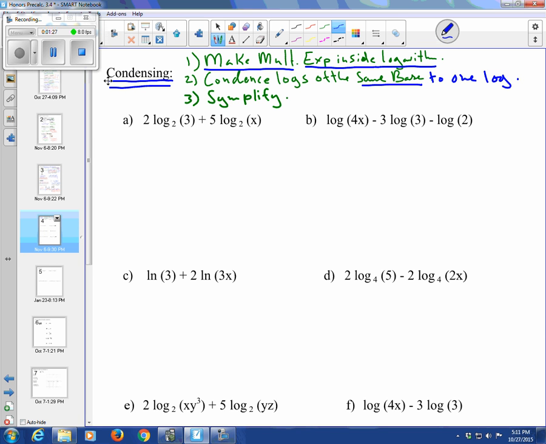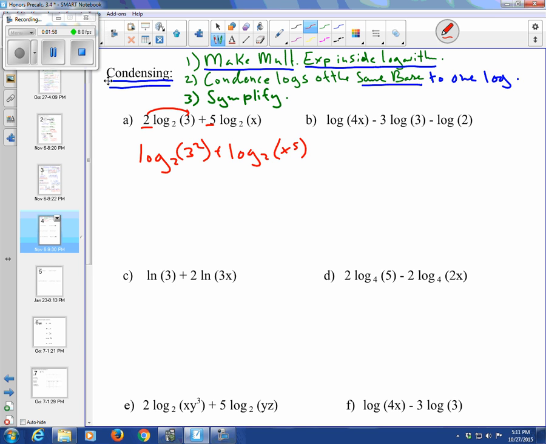So right here, with this first logarithmic expression, we've got 2 log base 2 of 3 plus 5 log base 2 of x. My first step is going to be to take the multiplication out front and make it exponents inside these 2 log base 2s. So I'm going to call this log base 2 of 3 squared, bringing that multiplication inside and making an exponent, and then plus log base 2 of x to the 5th.